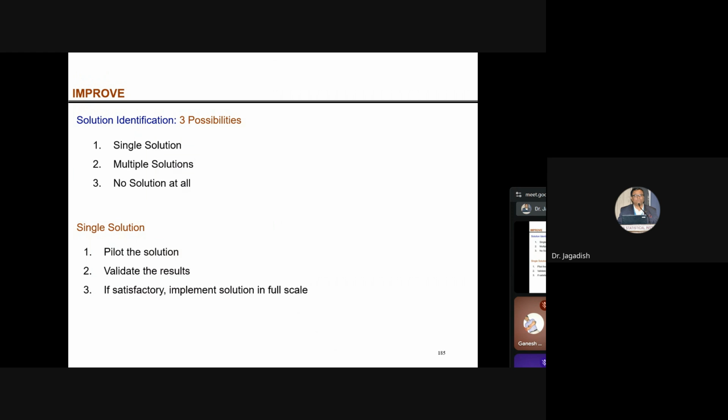So for a single solution, pilot the solution, meaning you do a pilot experiment, and validate the result. If satisfactory, implement at full scale. Generally in industry, they will not take a risk. So you have a problem, you found a solution, and that solution they will not implement at full scale. From the analytical model it is giving a good solution, but what is the guarantee that it will also give a good solution practically? That we do not know, right?